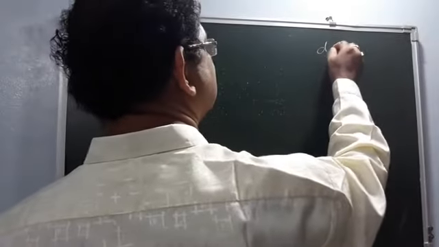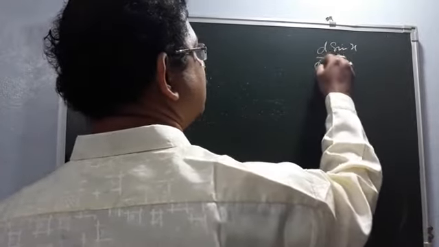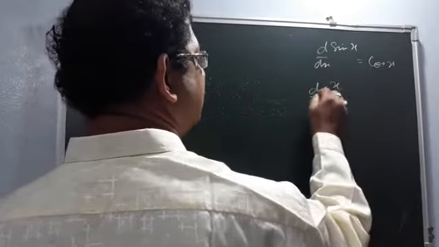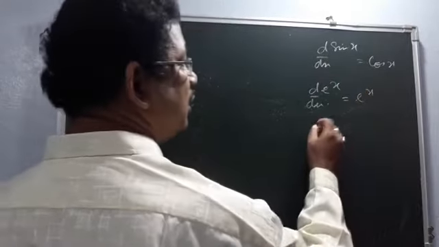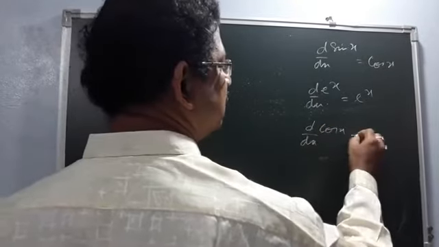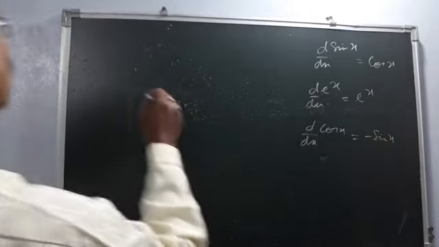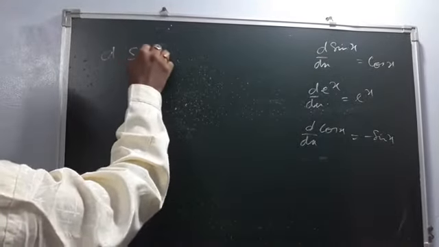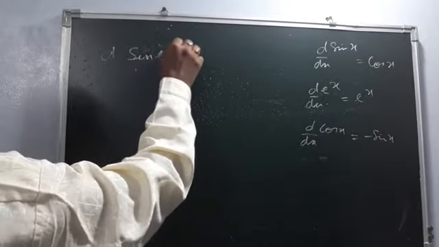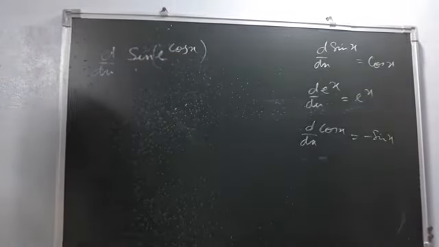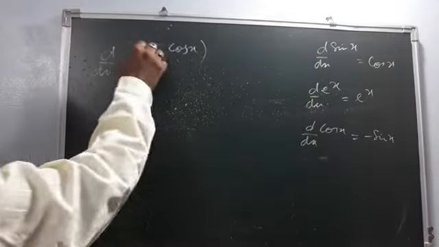Suppose we know the differentiation of sin x with respect to x is cos x. Differentiation of e to the power x with respect to x is e to the power x. Differentiation of cos x is minus sin x. Now for the chain rule, suppose they have asked us to differentiate sin of e to the power cos x. Then how to do it? This is also done by using chain rule.